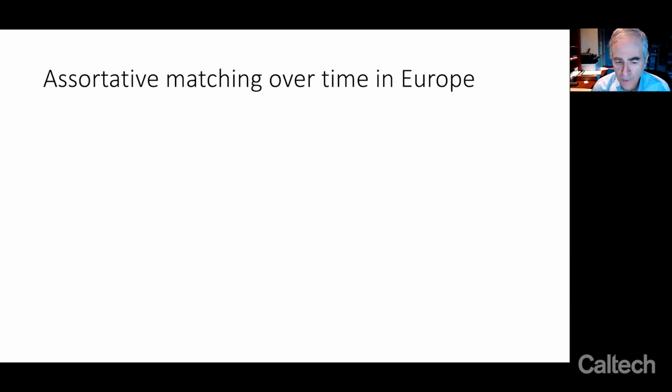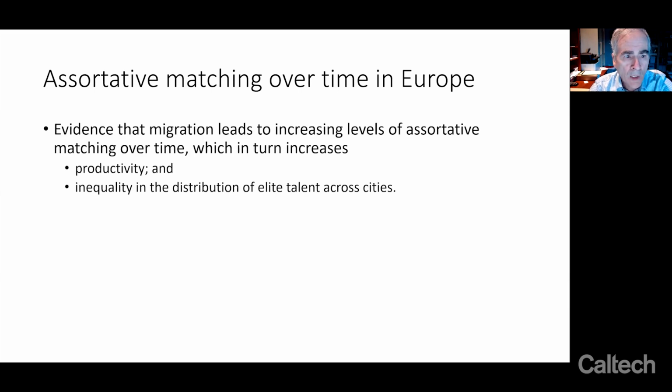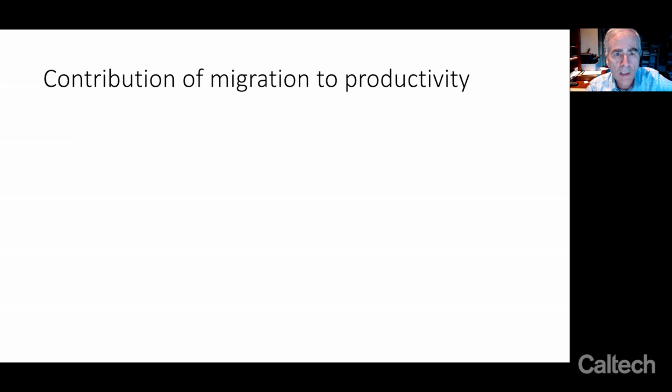The results on the previous slide were pooled across the 8 centuries. We also run them century by century and use them to look at how assortative matching evolved over time. So first, we're going to talk about some evidence that migration led to increasing levels of assortative matching over time. And those increased levels of assortative matching in turn lead to productivity and inequality consequences. So here's the way we think about the contribution of migration to productivity. I'm going to delay for a while looking at the over time evidence on assortative matching.